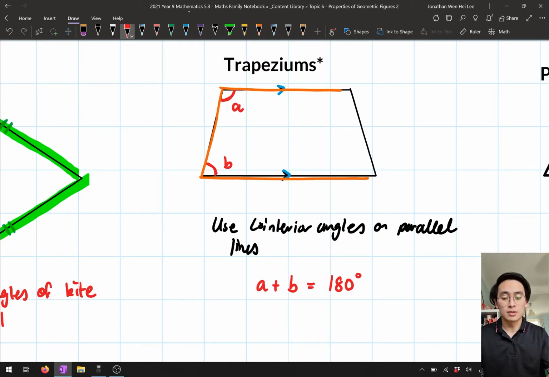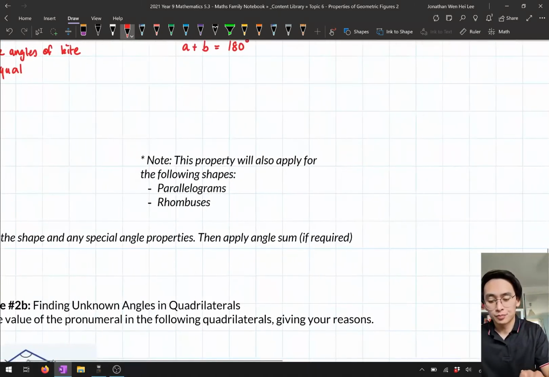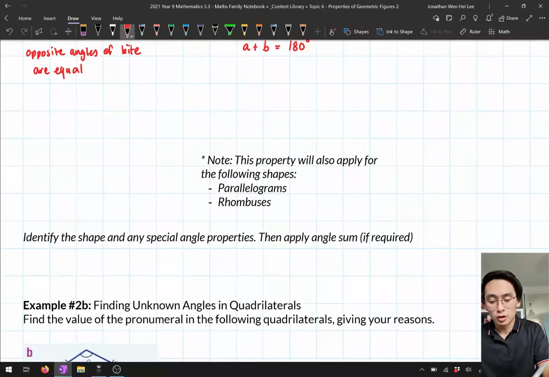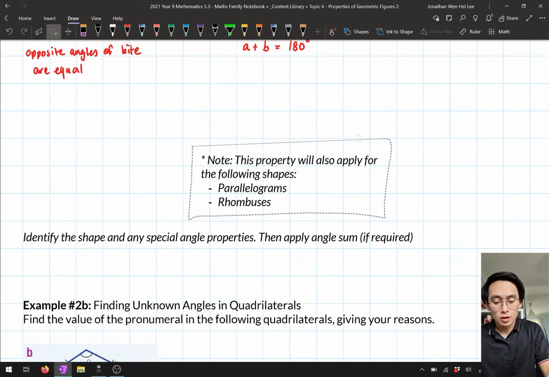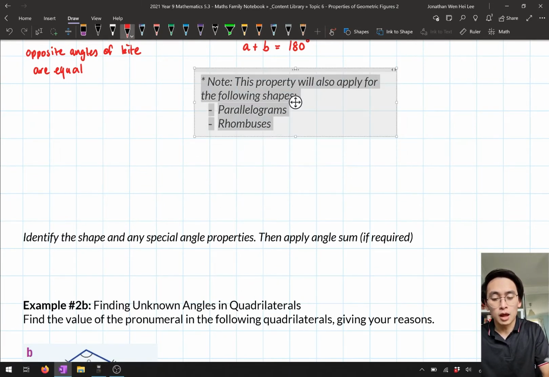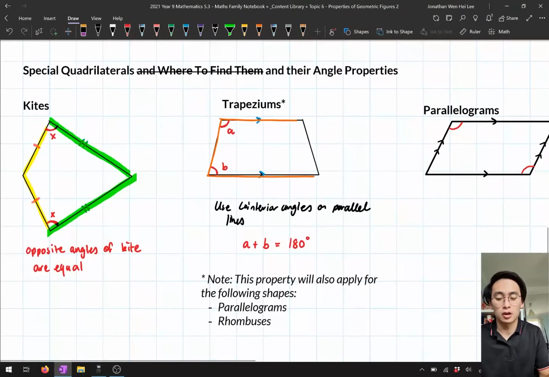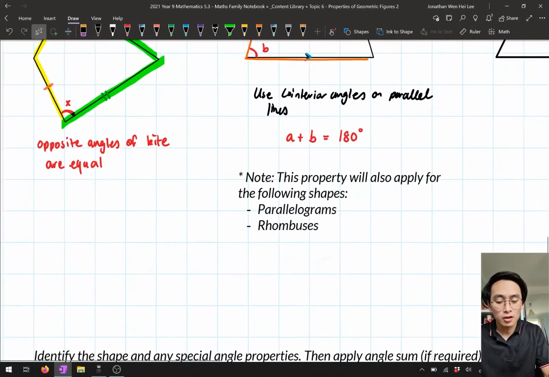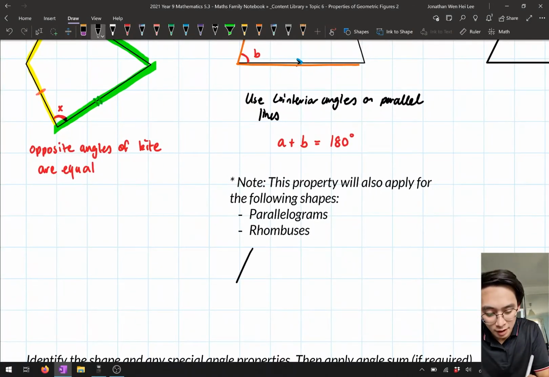And that's for trapeziums. Now, I've got an additional note here. The note says, this property will also apply for the following shapes: a parallelogram or a rhombus. I'll draw them out here. This is what a parallelogram looks like.